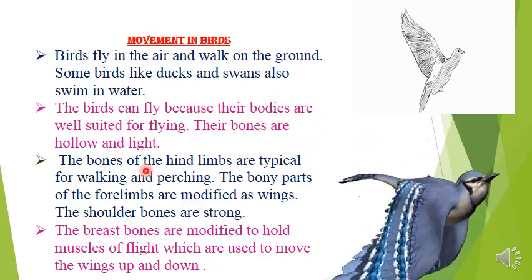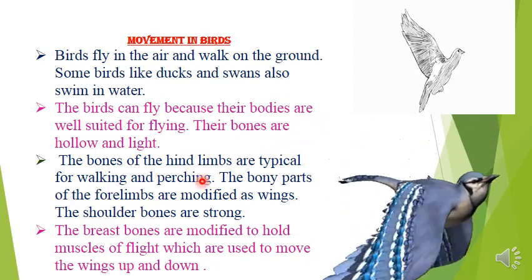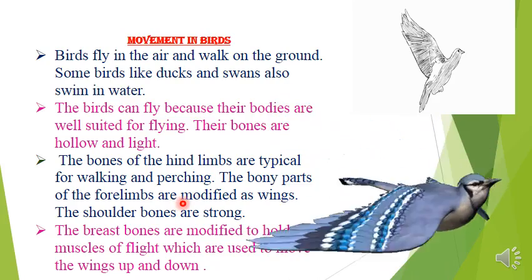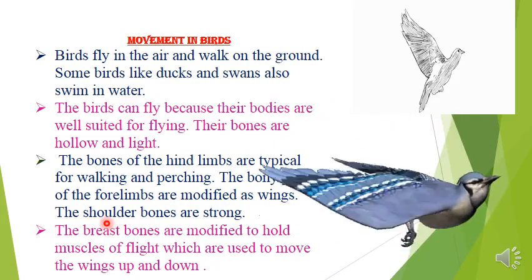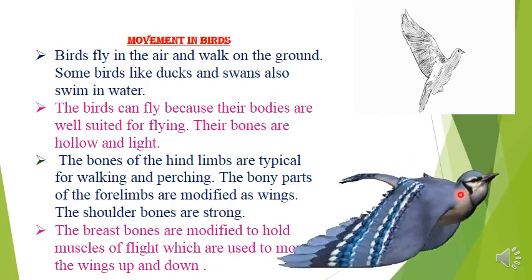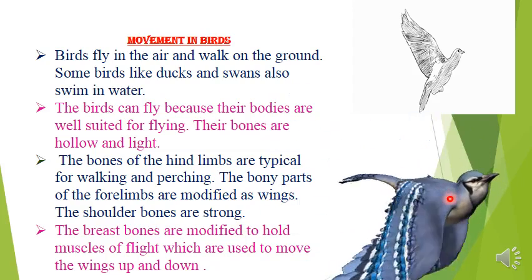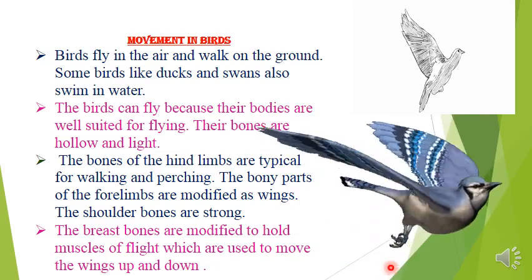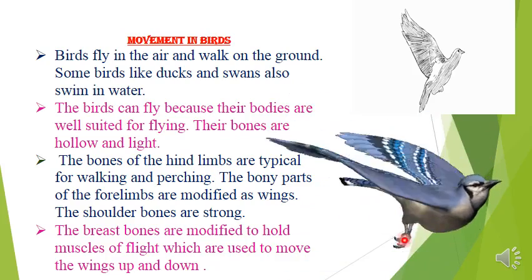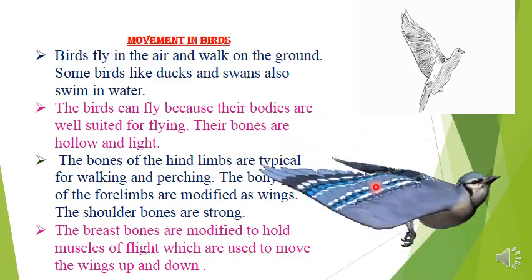The bones of the hind limbs are typical for walking and perching. The bony parts of the forelimbs are modified as wings. The shoulder bones are strong. As we have shoulder bones, they too have shoulder bones. To the shoulder bones, these wings are connected. Shoulder bones are very strong. That's why they can hold the weight of the bird while flying.